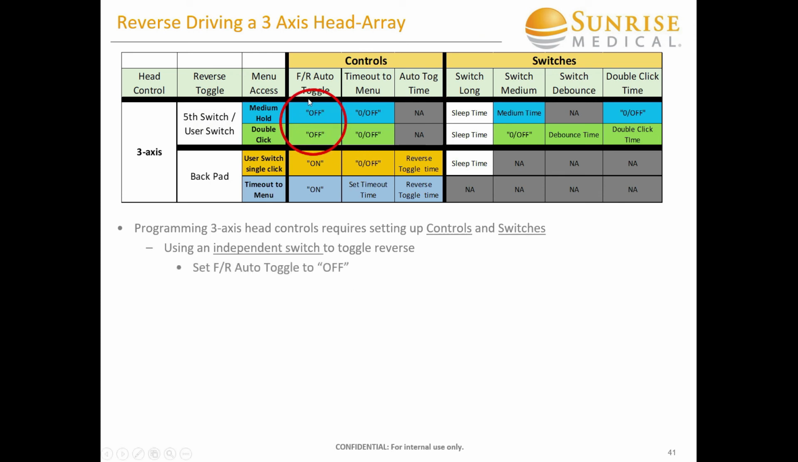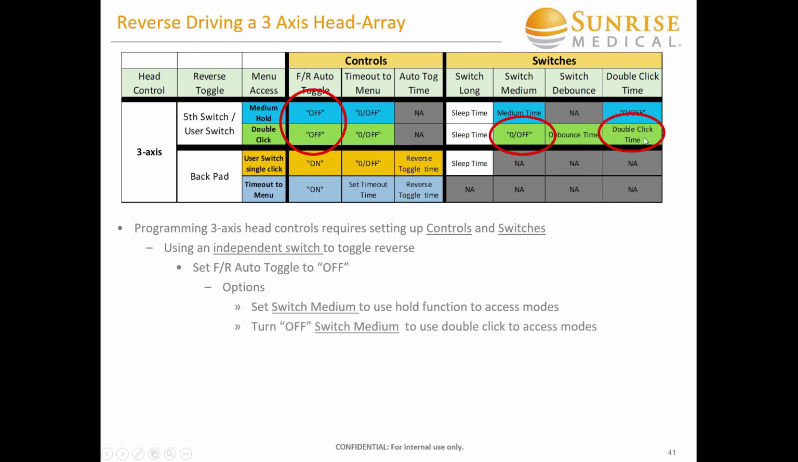Okay, so the first thing we need to do is under the forward reverse auto toggle, under controls, we're going to set that to off. That's going to be our trigger that we're going to use to switch, and not the back pad, in order to toggle that rear pad to go reverse. And our options here are that we can use either a timeout on that switch that we're using, or we can use a double click on that as well. So those are the two options we have.